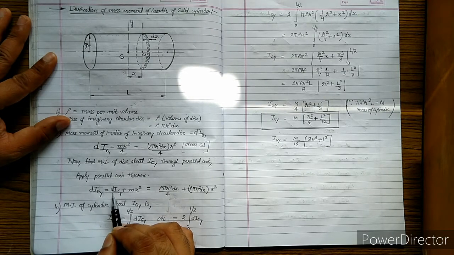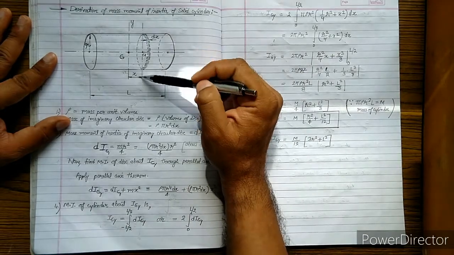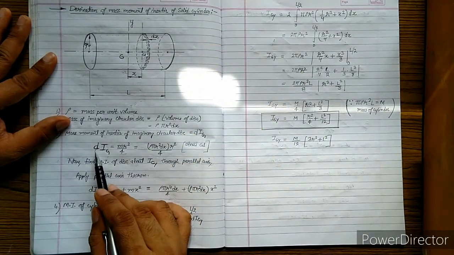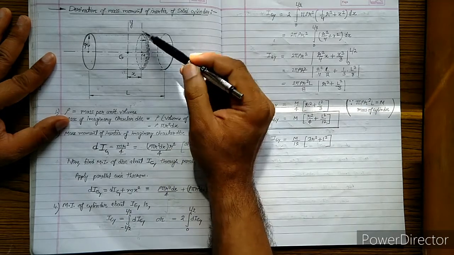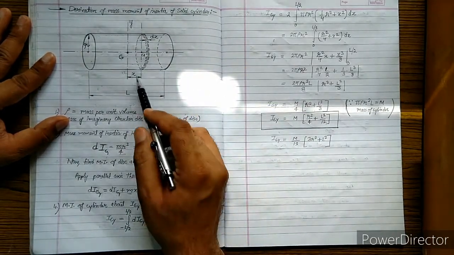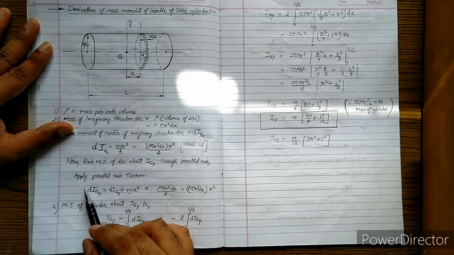dIGY is equal to what? It is equal to the mass moment of inertia about its own centroidal axis, that is dIG1, which we have already calculated, plus the mass of the circular disk times the square of the distance between the two axes. That distance is x, so x square. Fine. So let us solve this term.